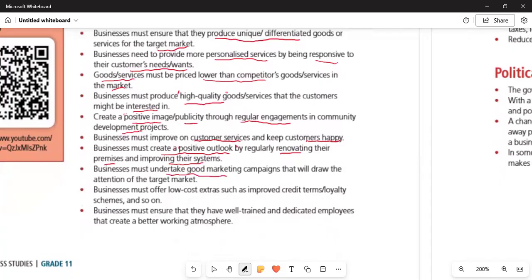Business must undertake good marketing campaigns that will draw the attention of the target market. Don't just market, but make sure the marketing campaigns you come up with are very attractive and interesting to your target market. Business must offer low cost extras such as improved credit terms, loyalty schemes, and so on. Business must ensure that they have well-trained and dedicated employees that create a better atmosphere. So make sure that your employees are competent enough to deliver at the workplace. Let us move on.